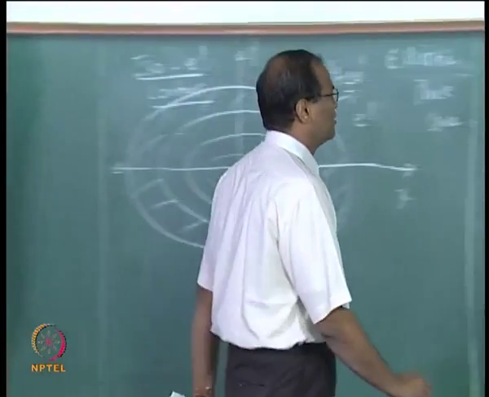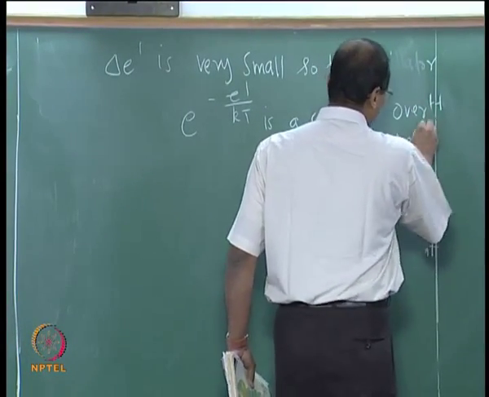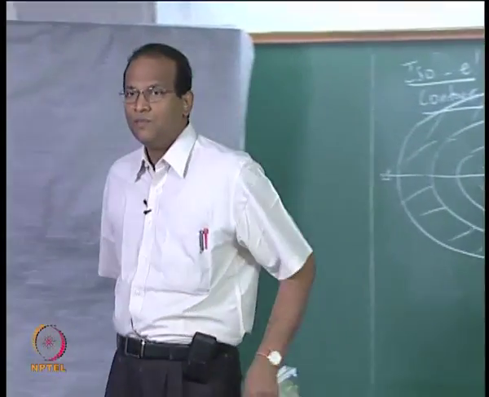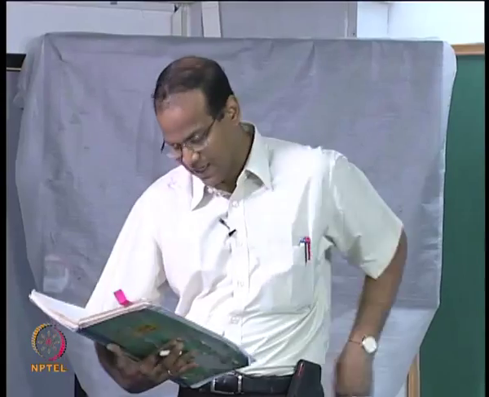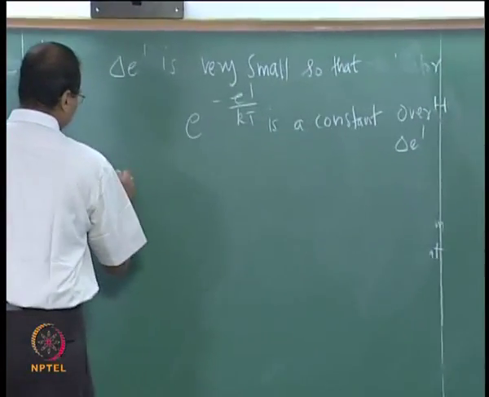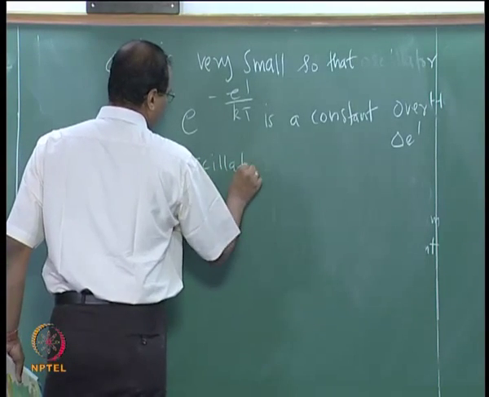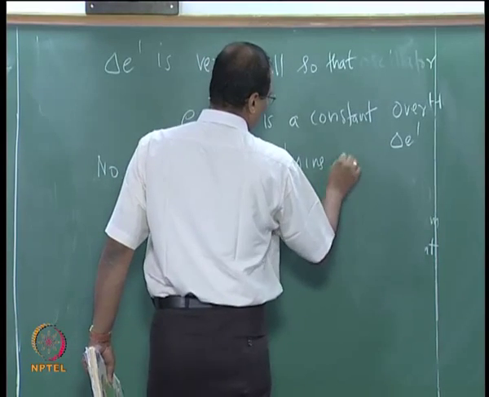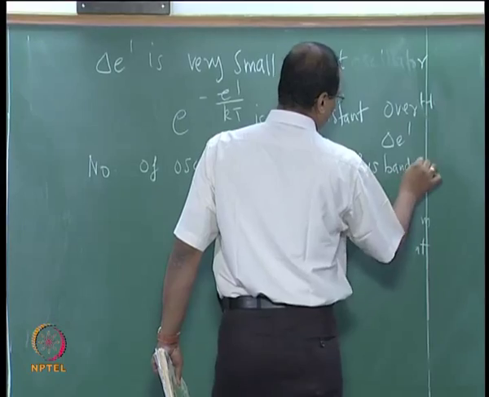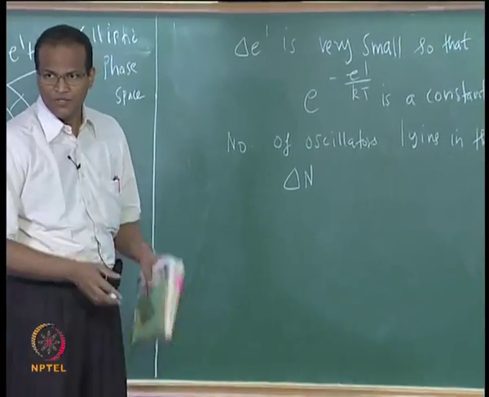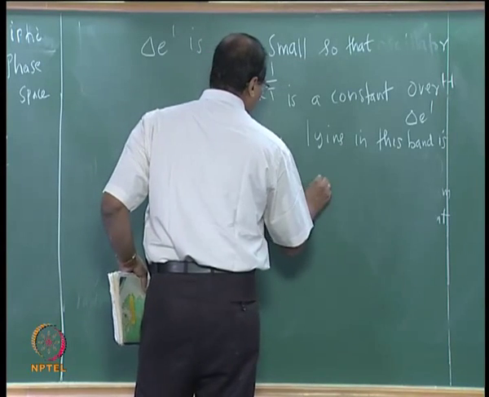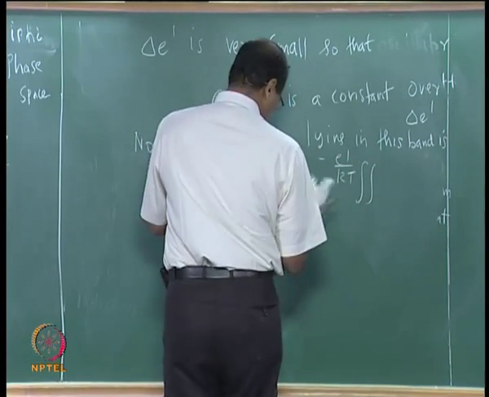Where? It is a constant over delta E dash, correct. It is a constant. So now if you count the number of oscillators lying in this band E dash to E dash plus delta E dash, that is given by dn, differential, delta n, meaning I am doing some integration, right. So n c e to the power of minus E dash by kT double integral dx dp.